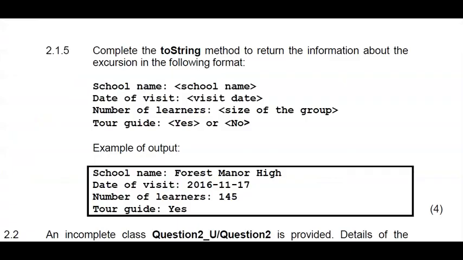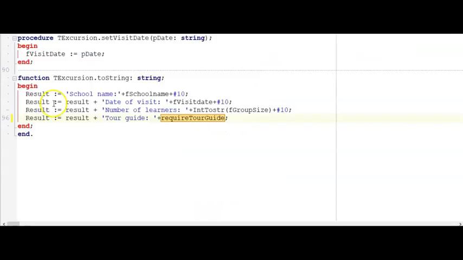And finally, I have to complete the toString. So they have given me part of the declaration and code, and I have to make sure it looks like this. Remember, we don't need to add these brackets. These just indicate that they are either my field names or maybe even a function that we want to display here. So here's my toString.